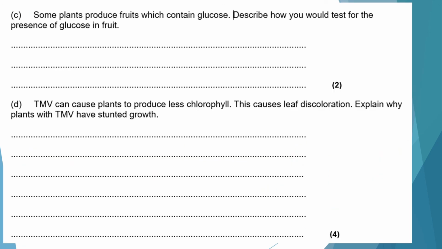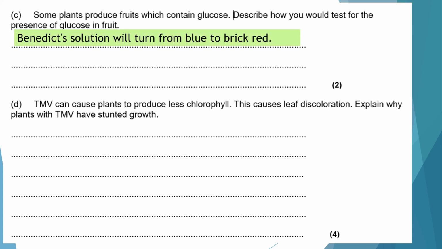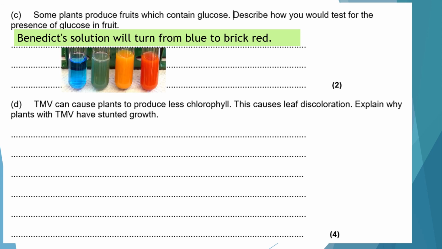A couple more questions for you here. Again, once you're ready to answer them, just pause it. Some plants produce fruits that contain glucose. Describe how you would test for the presence of glucose. So this is a link to food testing from the biology. So how do you test for sugars? We would use Benedict's solution, and it should turn from blue to brick red. This is worth 2 marks, okay? And that's all it wants: Benedict's solution, blue to brick red. It wants the 2 colours.